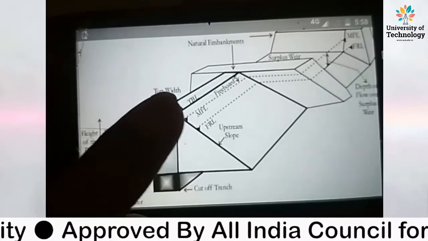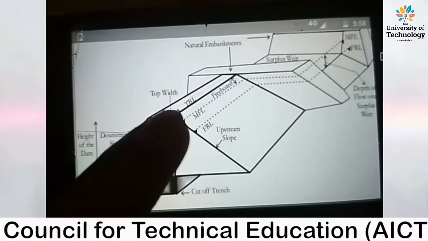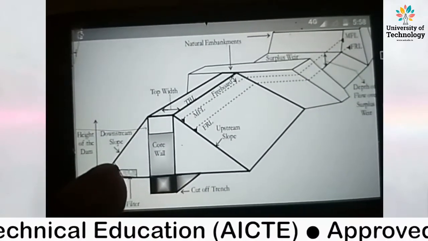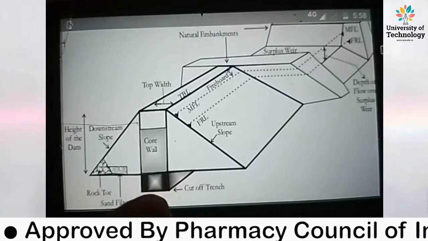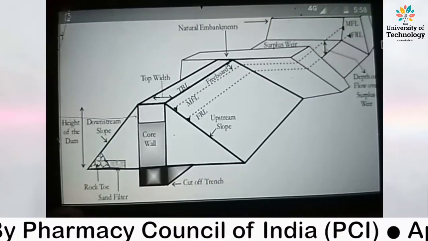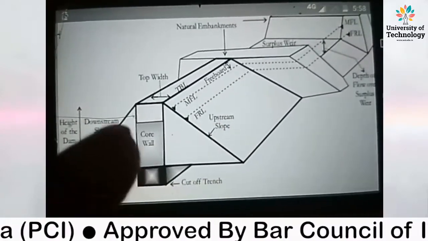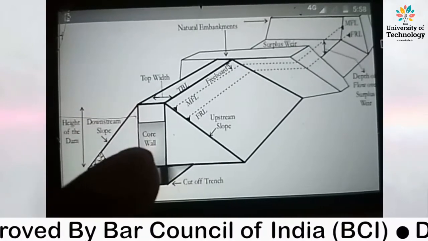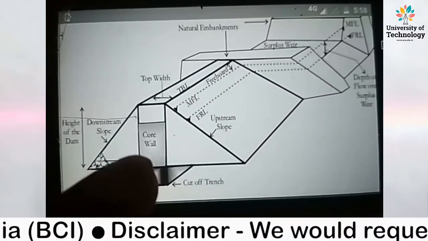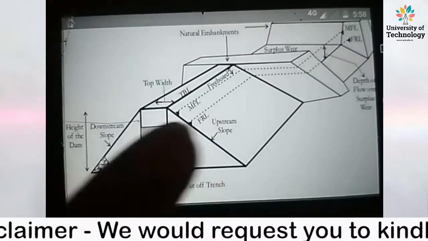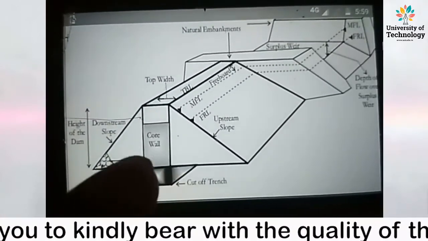The top width of this embankment or retaining wall is here, top width. Okay, so it is a barrier to retain the water of the reservoir. To construct this overall embankment structure, we have to put a core wall here. What is the core wall? It is used to strengthen this structure. It is the main wall, a pillar of the structure.